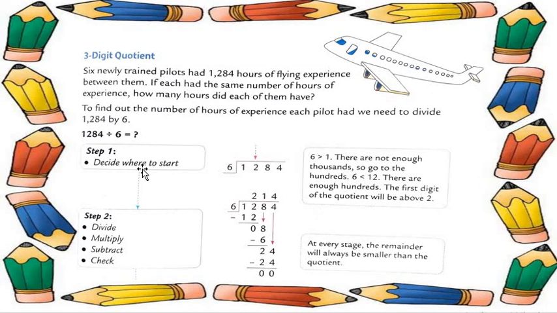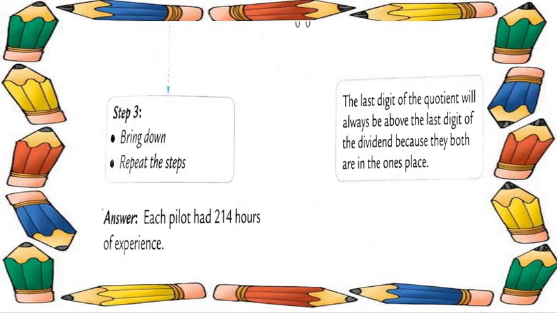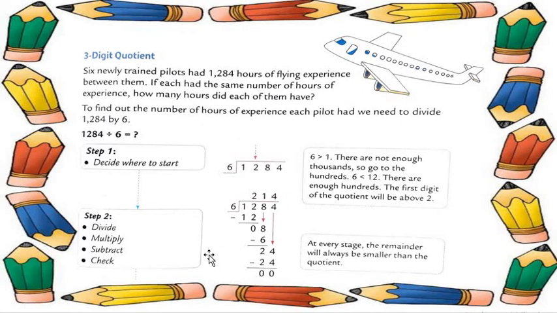In the next session we are going to learn step number 1, step number 2, step number 3, step number 4. Step number 3 only we are going to do. In a 3-digit quotient, how many steps are there? 3. And in a 4-digit quotient there are 5 steps. And then we get the answer.